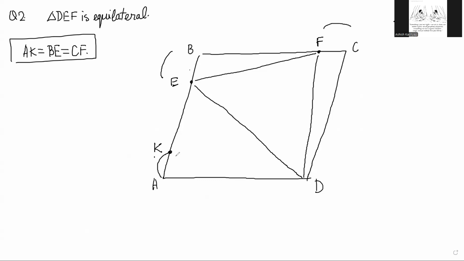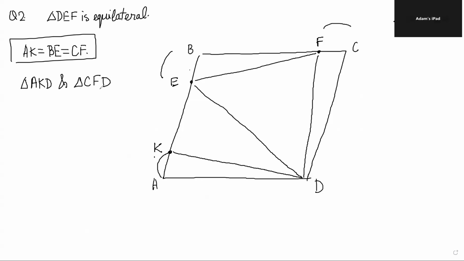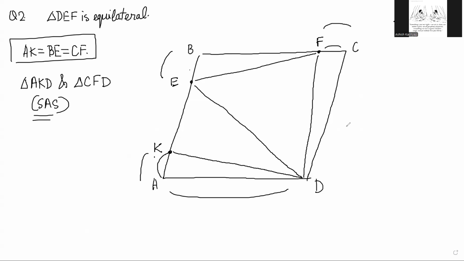And we are going to consider the triangles AKD and CFD. Think about what we can say about it. It is congruent by simple SAS, because this length and this length are the same here and here, right? And the angle is also matching.